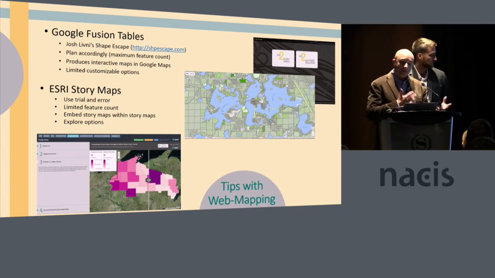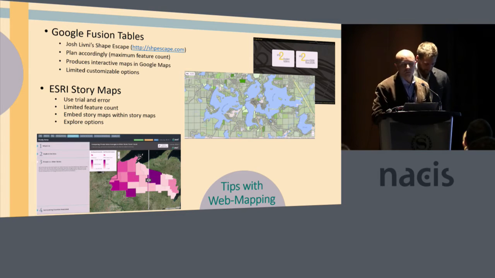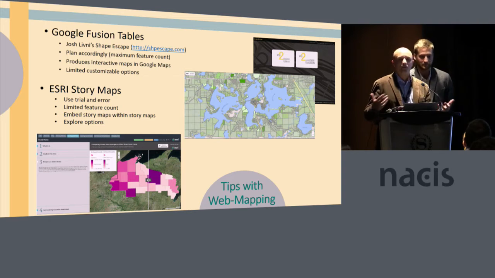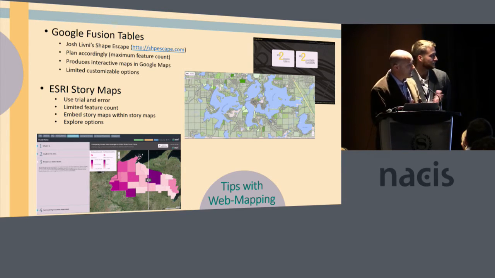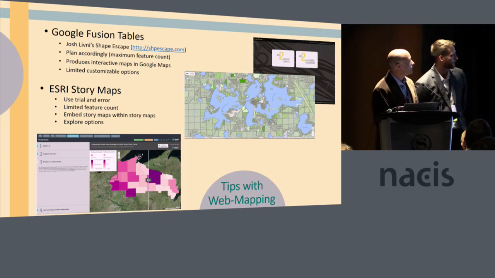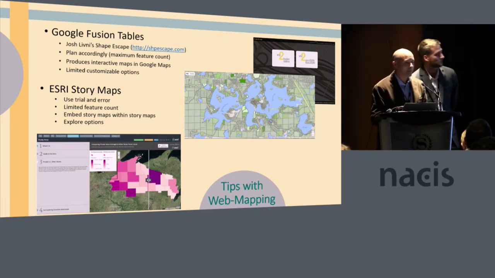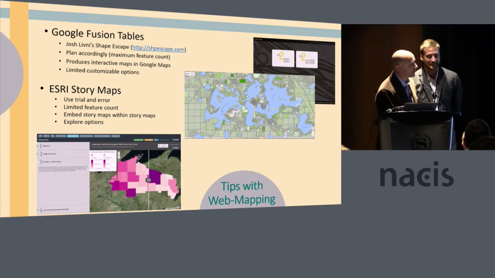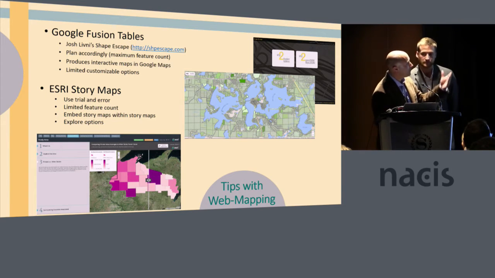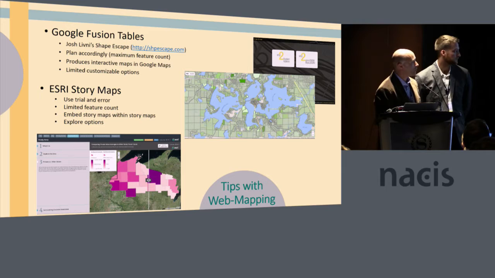So once we got beyond the static maps, which we will share a few in a moment, Zach and I thought we would try to explore some of our online, more dynamic ways in which one can visualize our data set. And thanks to many NACIS members, I was able to find Josh Livney's Shape Escape. I call him St. Livney because it saves a lot of time. Being able to dropkick shape files into his website, and it spits out fusion tables or GeoJSON or TopoJSON files.